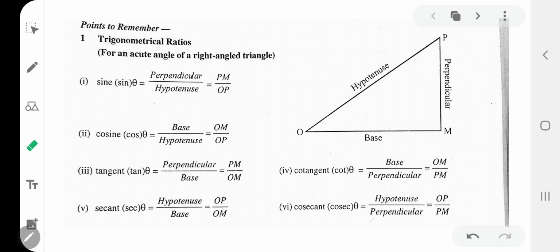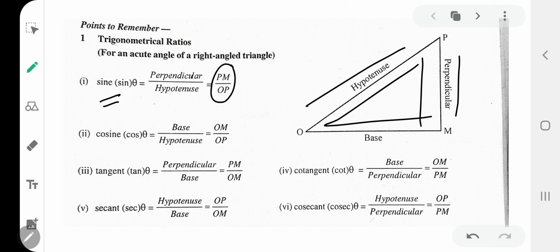Before starting with our chapter, let's study what we mean by the trigonometrical ratios, that is sine, cos, tan, sec, cot, and cosec. We know very well that sine is perpendicular upon hypotenuse. So if I take sine theta, it is perpendicular upon hypotenuse. Can you see here, perpendicular is this and hypotenuse is this.